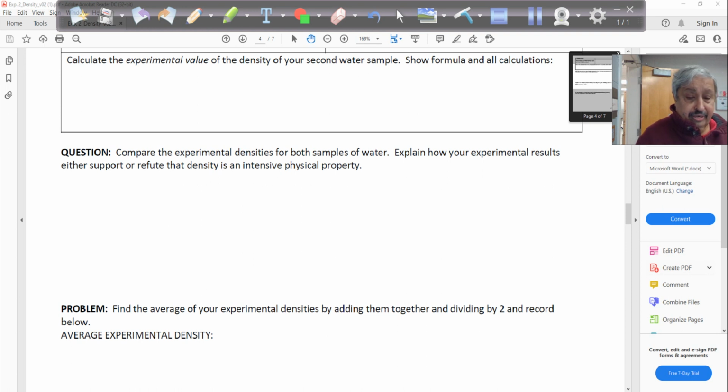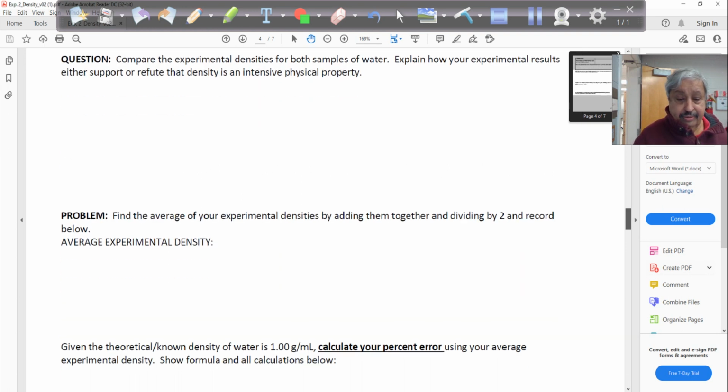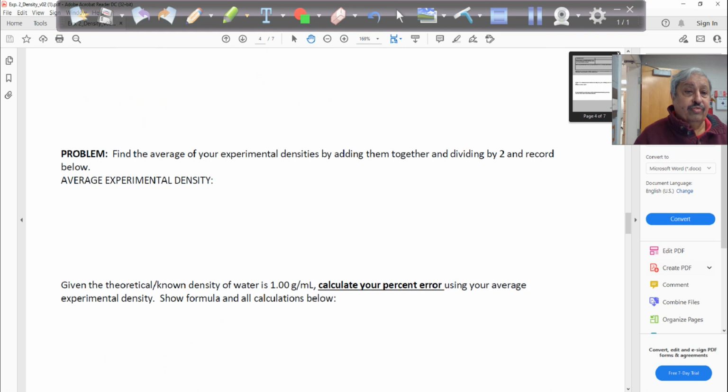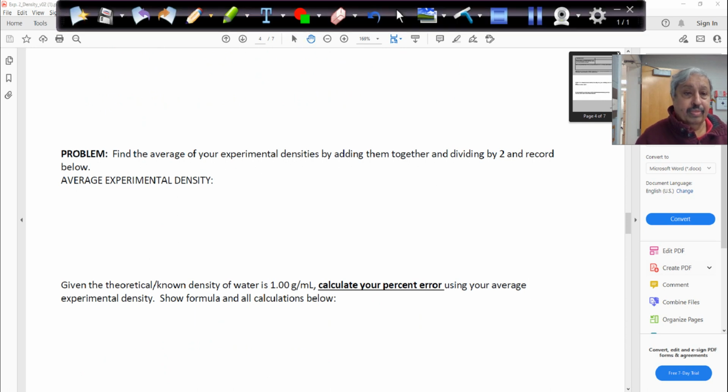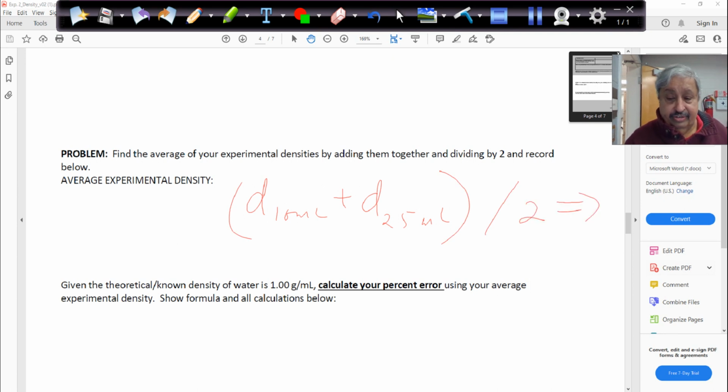So here you can come here and then you'll find the percentage error. So the percentage error here, that's the average here. That's the average density, density of 10 mL plus density of 25 mL. You add them up, divide them by 2, you get the average density.